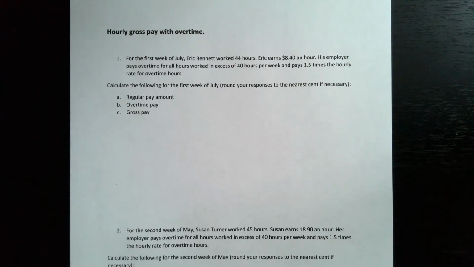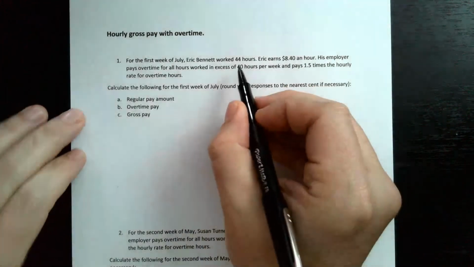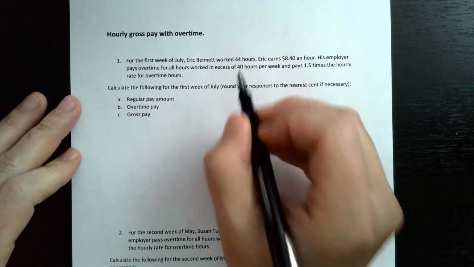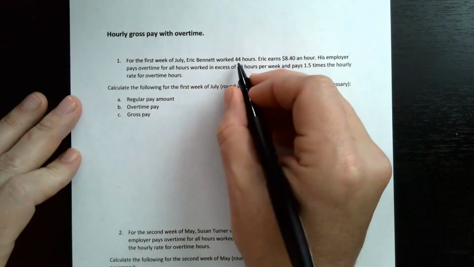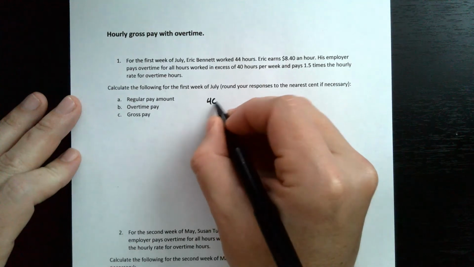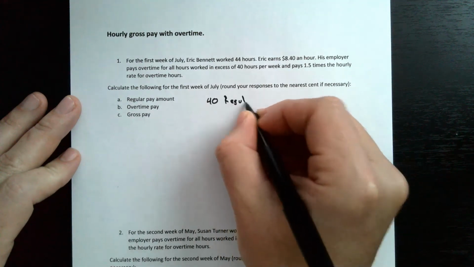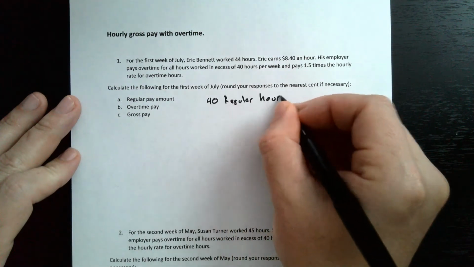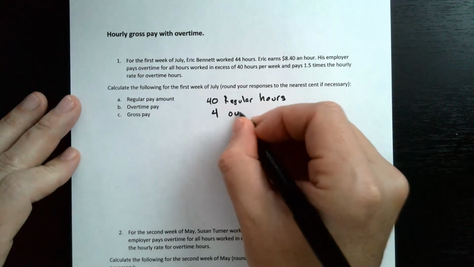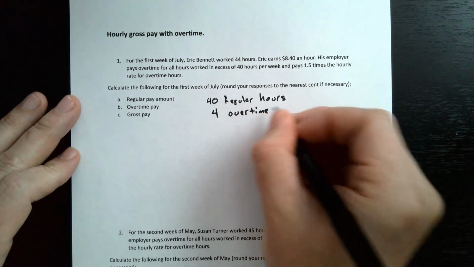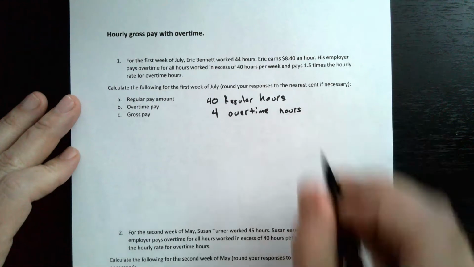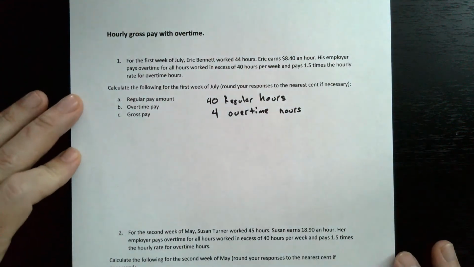All right, so the first thing we need to do is figure out how many regular hours and overtime hours there are. If he worked 44 hours total, that's 40 regular hours and 4 overtime hours. So you've got 40 regular hours, 4 overtime hours.